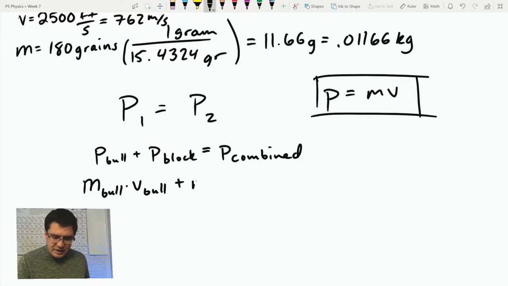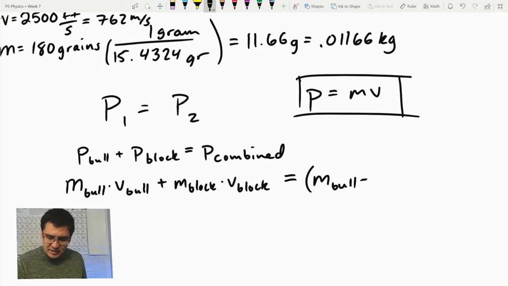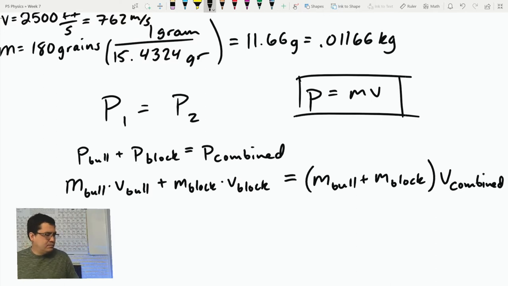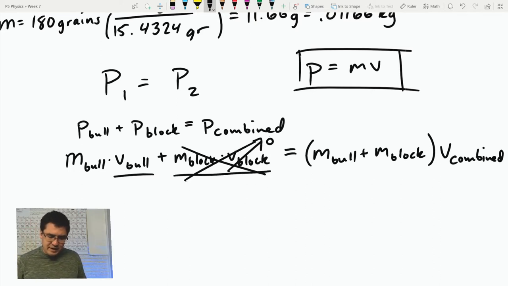The momentum of the block would be the mass of the block times the velocity of the block. So that's the left side of the equation. And then the momentum combined would be the combined mass, so bullet plus block, times the velocity combined. Now I know how fast the bullet's moving, so I know this one. And I know originally at state one, the block is not moving, so I know that its velocity is zero, therefore this whole term goes away.